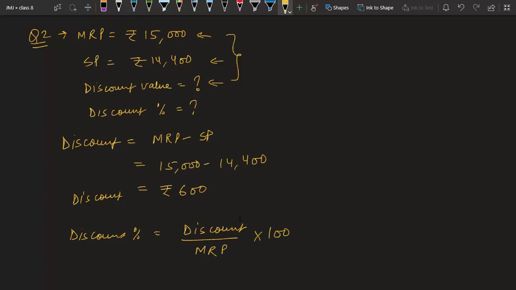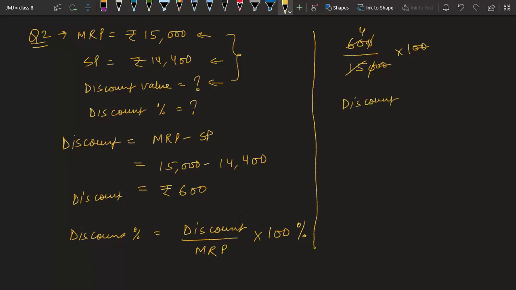So let's find the answer. Discount value is rupees 600 upon MRP 15,000 multiplied with 100. Let me cut these zeros, this 0 with this 0, and we all know 15 4s are 60. So in this case discount percentage is 4%. So 4% discount is given on 15,000 rupees.